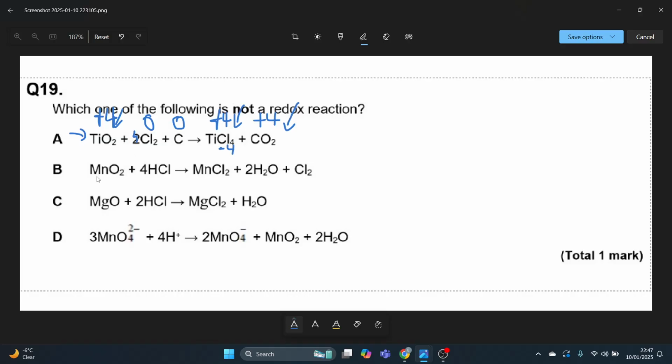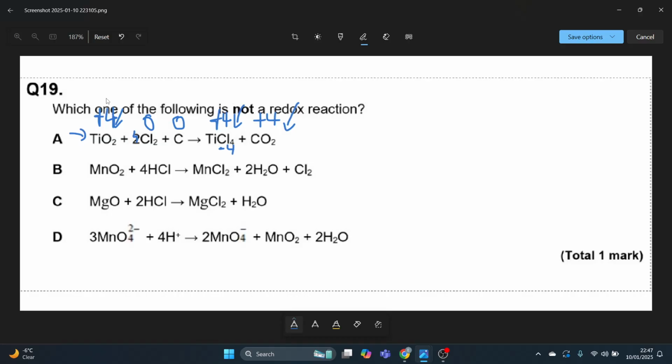Is that even a redox reaction? Because copper changes from 0 to +4, that's fine. But titanium oxide, oxygen's -4. No, we're looking at titanium. That's +4 and that's +4. TiO2 plus 2Cl2 plus carbon forming TiCl4 plus CO2 is not a redox reaction.